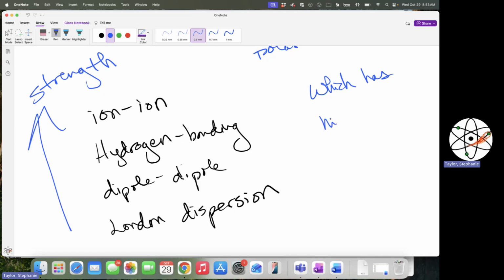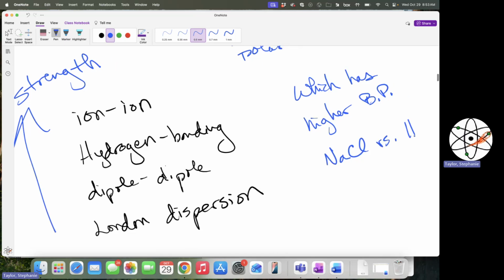which has higher boiling point, and I give you sodium chloride versus water, you need to tell me that sodium chloride has the higher boiling point, because it has whole charges, right? This is sodium chloride. That is a positive ion and a negative ion that are attracted to each other. That has a really high boiling point.